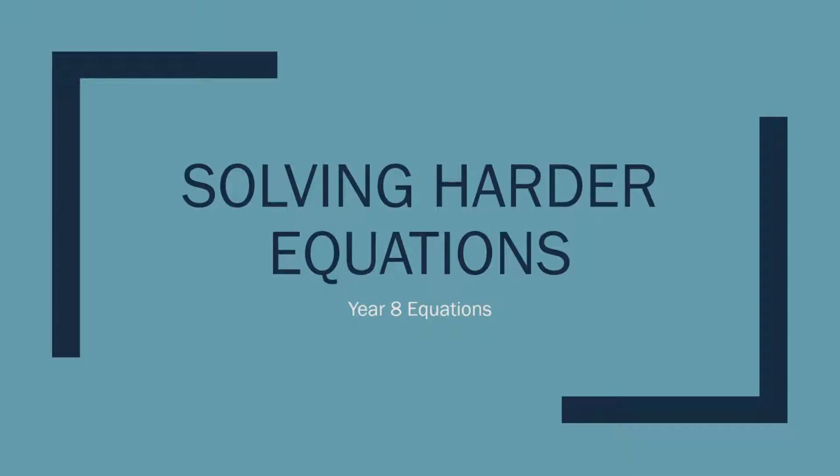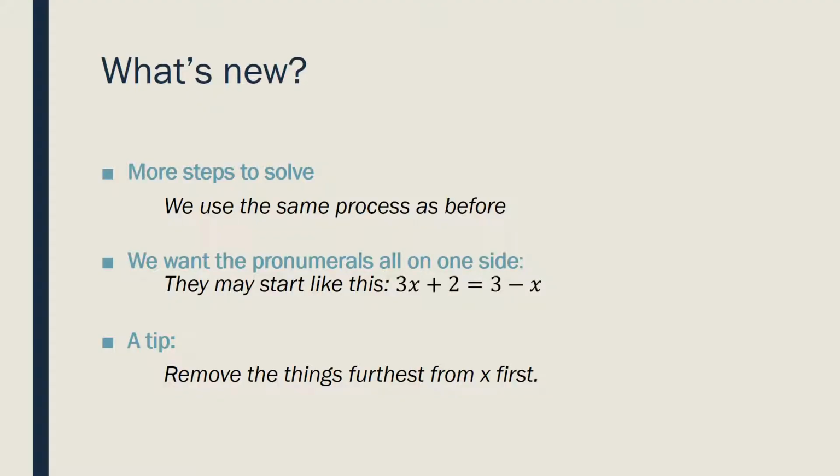In this video, we're looking at how we can solve equations, but they're a bit harder than they were in the last one. So we're using the same process as we did before. We're going to be using the opposite operation to get rid of the numbers furthest from our x, and ultimately be trying to get something where we have our pronumeral on the left-hand side by itself equaling a number on the right-hand side. But with these questions, we might be starting with the x on both sides.